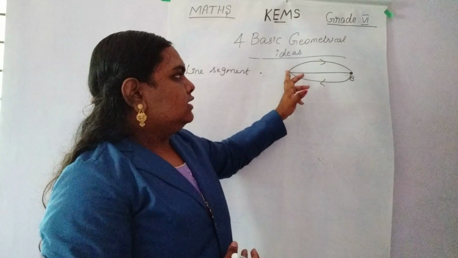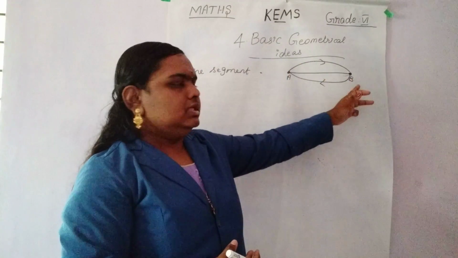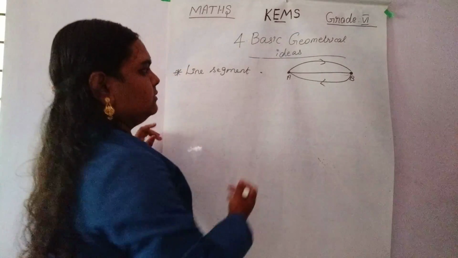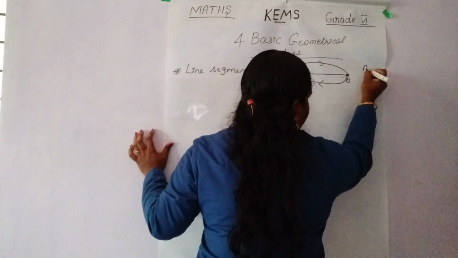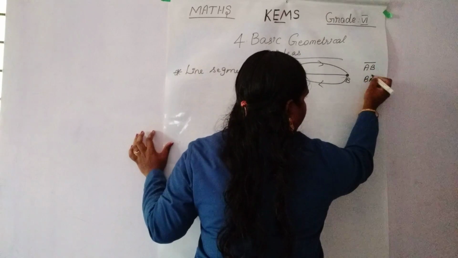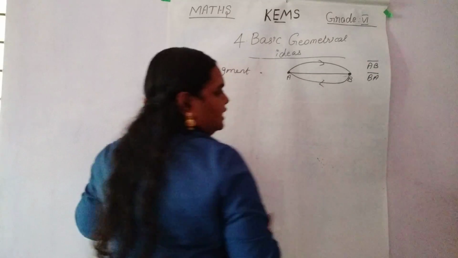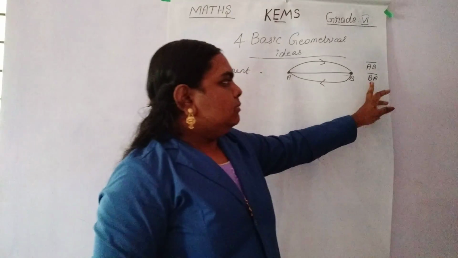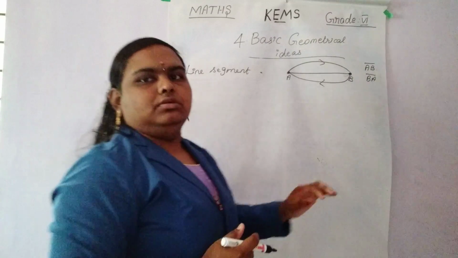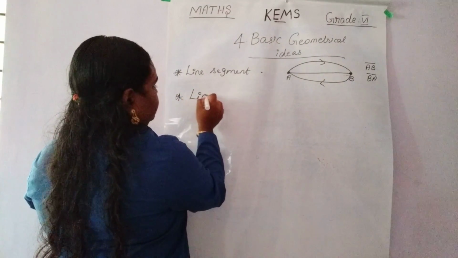A line segment has 2 points and 1 line. So A to B is one line segment and B to A is another line segment. It is denoted as line segment AB and line segment BA. In AB, A is the starting point and B is the ending point. Here in BA, B is the starting point and A is the ending point. The next one, a line.